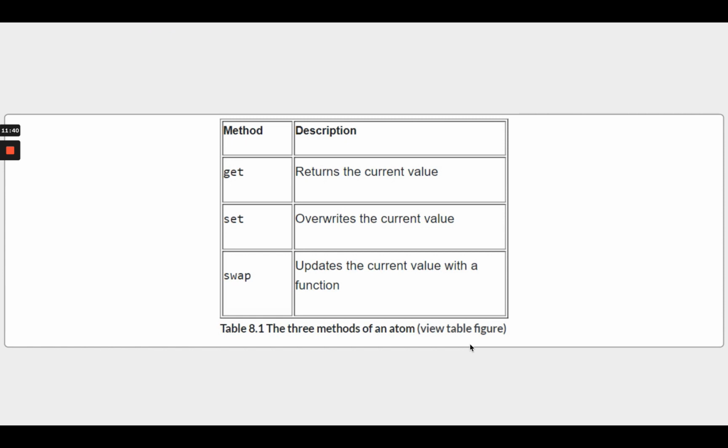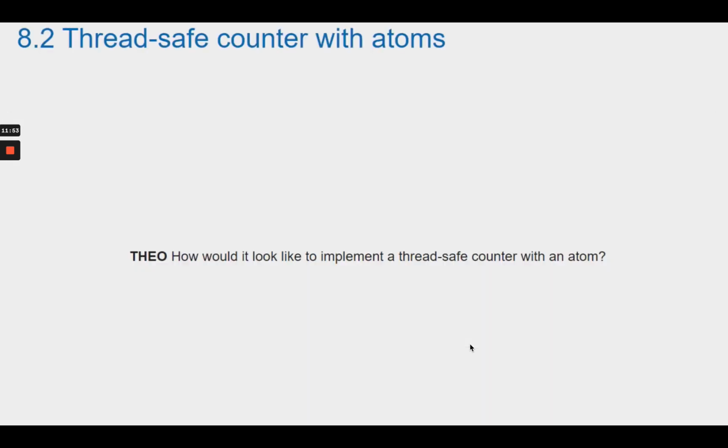Joe unzips a pocket in his laptop case and takes out a piece of paper. He hands it to Theo. Theo is pleasantly surprised as the sheet of paper succinctly describes the methods. Table 8.1. Theo: How would it look to implement a thread-safe counter with an atom?